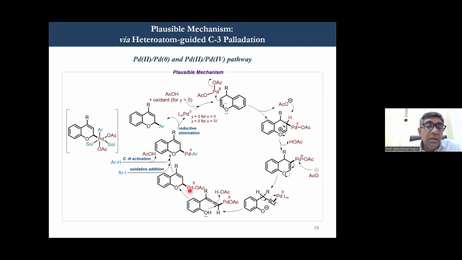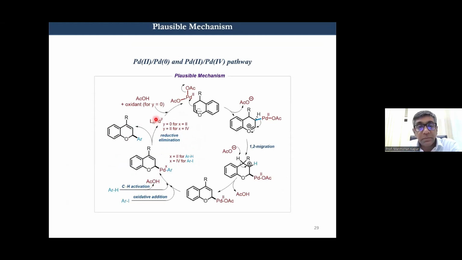This six-membered ring now undergoes an oxidative addition to give you the Pd(IV) species, which undergoes a rapid reductive elimination, or you could have a CH activation with the electron deficient arene to give you this species, which again undergoes a reductive elimination to generate the observed C2 aryl species.